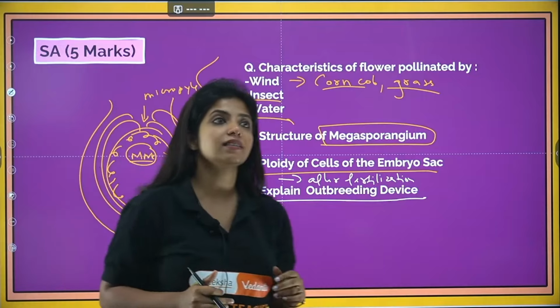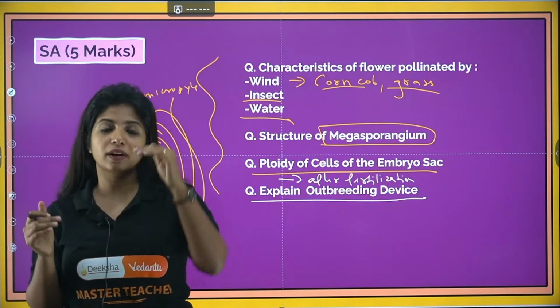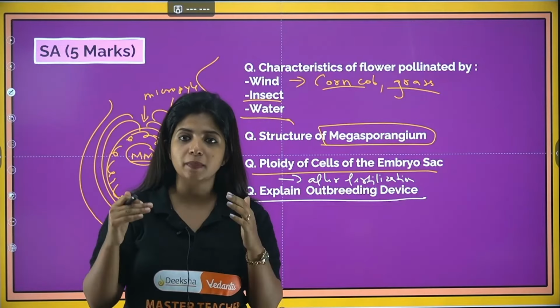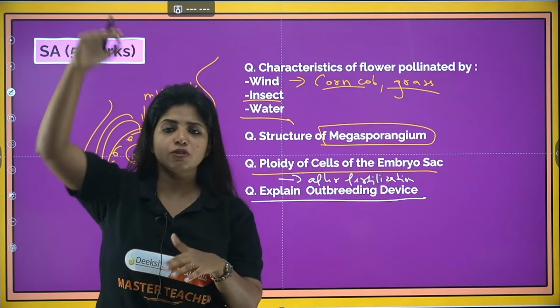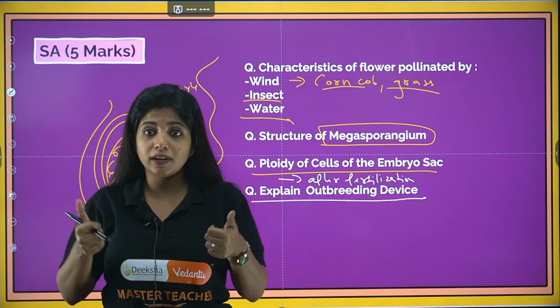Okay, the second thing is the positioning of the anther and the stigma. If the positioning is not correct, my dear children, for example the anther is low and the stigma is at a high position, obviously pollination won't happen. So that is one type of outbreeding device.